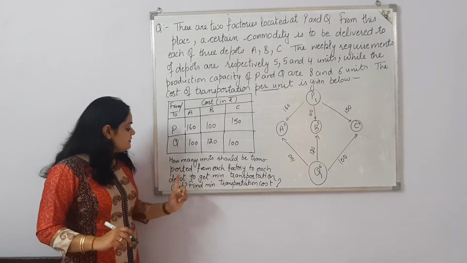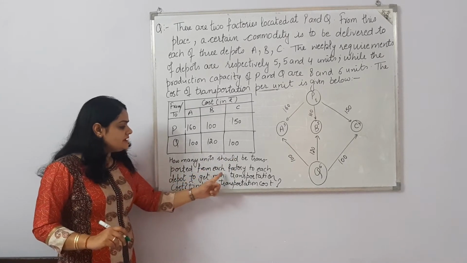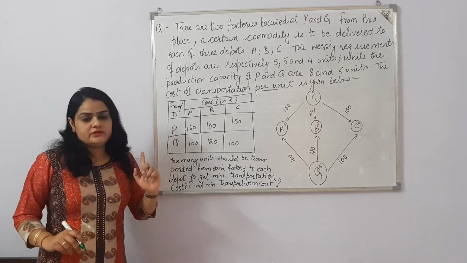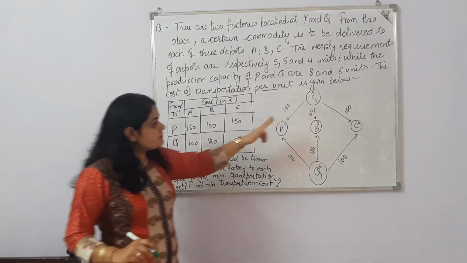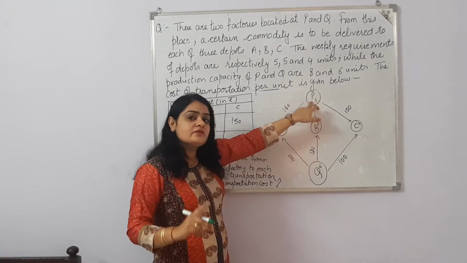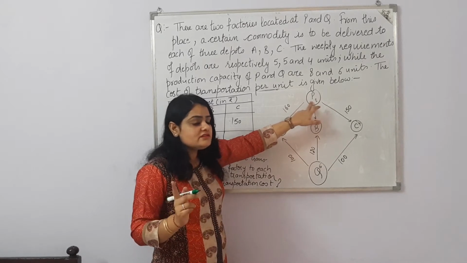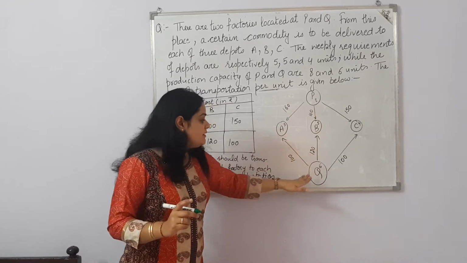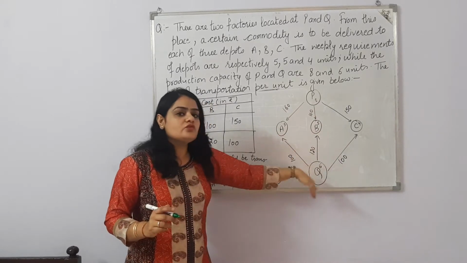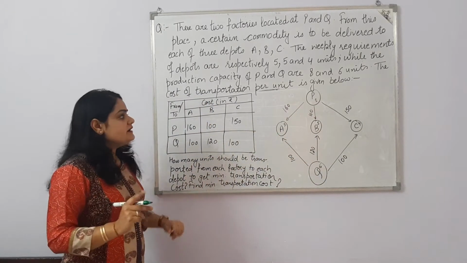Now, this is the cost that we have already mentioned in the flow chart, and the question is saying how many units should be transported from each factory to each depot. Now we don't know the quantity, that means units of commodity, which is delivered from P to A, P to B and P to C. Same as from Q to A, Q to B and Q to C. We need to find it out.